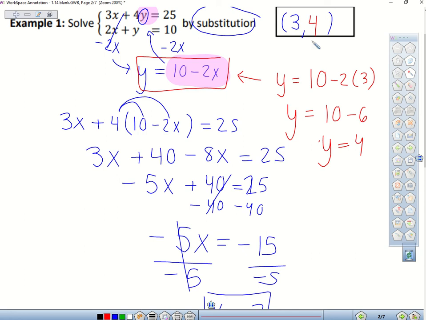Now, anybody know how you could check this? Yeah, we could plug it back into both these original equations and see if they equal each other on both sides. So this one would be 25 equals 25, and this would be 10 equals 10 when you plug these values in. And you could check that on your own. I'm not going to do that right now, but it does work. So yeah. Any questions on this one? No? Okay.